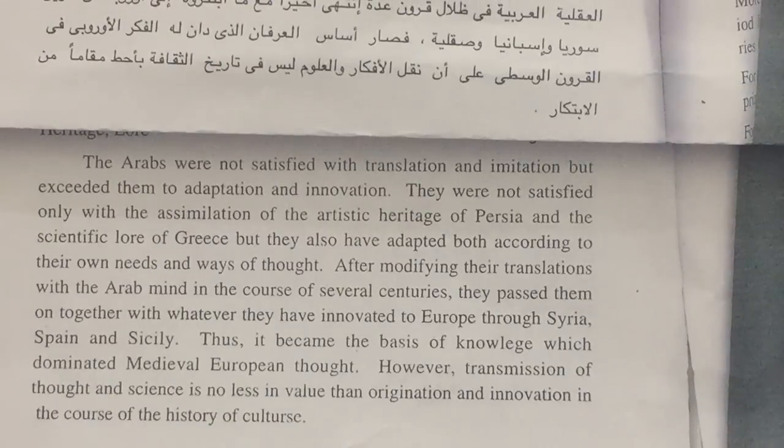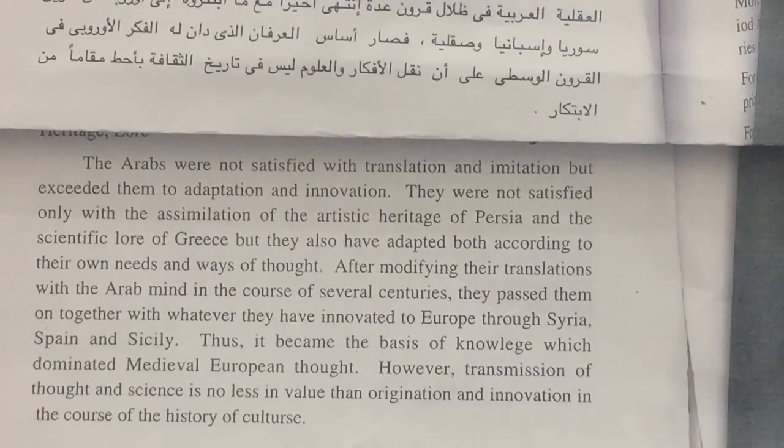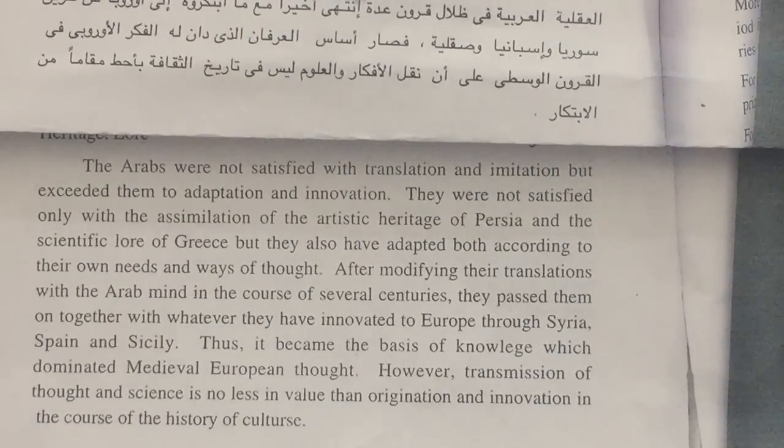So the English, which is the TT now: The Arabs were not satisfied with translation and imitation, but exceeded them to adaptation and innovation. They were not satisfied only with the assimilation of the artistic heritage of Persia and the scientific lore of Greece, but they also have adopted both according to their own needs and ways of thought. After modifying their translations with the Arab mind in the course of several centuries, they passed them on together with whatever they have innovated to Europe through Syria, Spain, and Sicily. Thus it became the basis of knowledge which dominated medieval European thought. However, transmission of thought and science is no less in value than origination and innovation in the course of history of cultures.